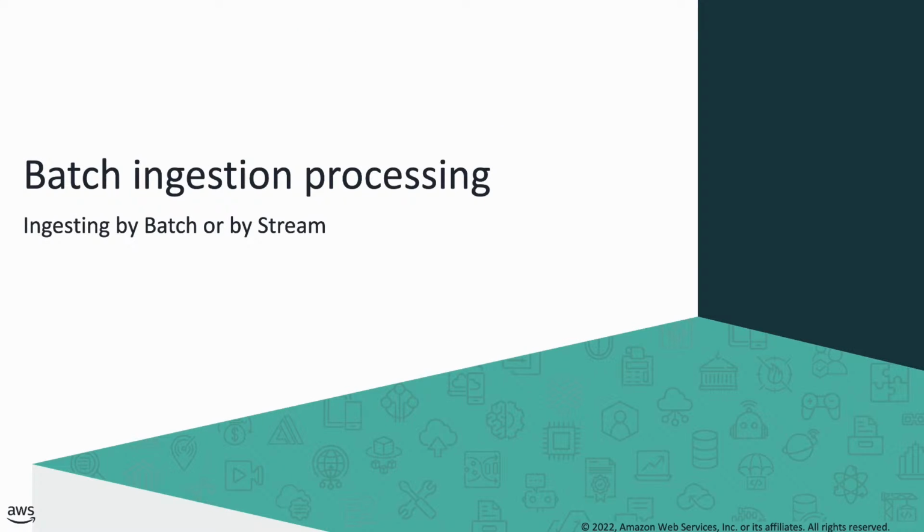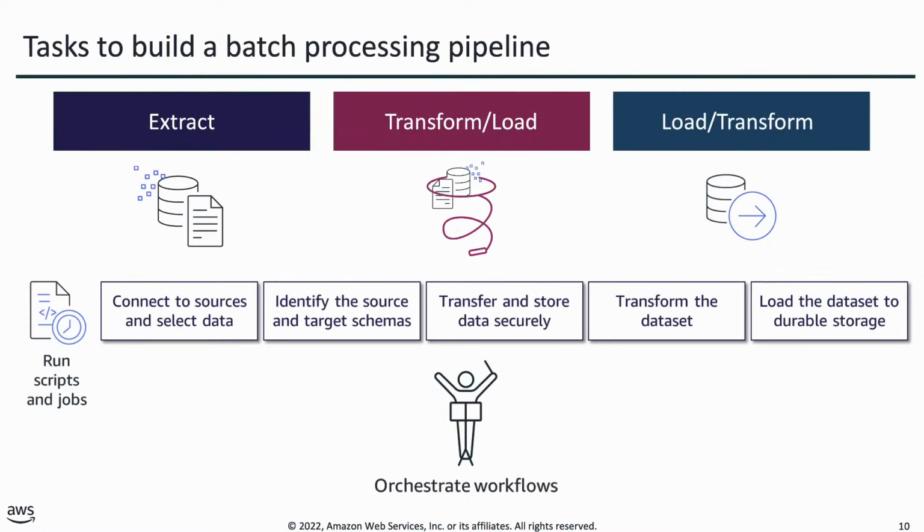So let's talk now about batch in a little bit more detail. The ingestion and preparing data process is going to do things like connect your data source and select the data to be ingested. You're going to identify the source schema and define the target schema so you can map the fields properly. You're going to transfer the data securely into the pipeline. And then you're also going to perform transformations and load the processed data into durable storage.